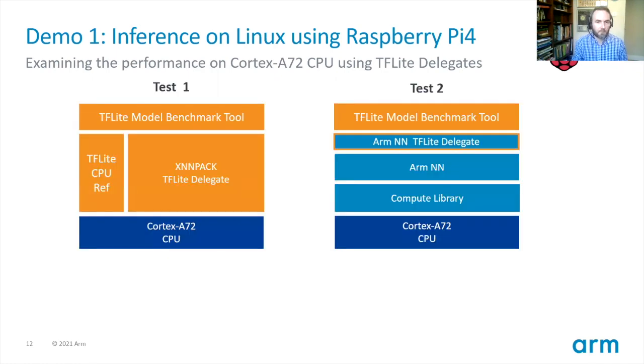Okay. So we've got 2 tests on the left and on the right here, test 1 and test 2. Let me just give you a quick overview of the stack, which is depicted here. The first thing we're going to run is the TFLite model benchmark tool. This is a really handy tool provided by TFLite. It allows you to do performance analysis, profiling, layer profiling. It's very useful. And using that tool, first of all, we're going to use the TFLite CPU reference implementation, which essentially provides no acceleration. That's based on the Cortex-A72. But then we're going to accelerate our neural network model through XNNPACK using the TFLite delegate.